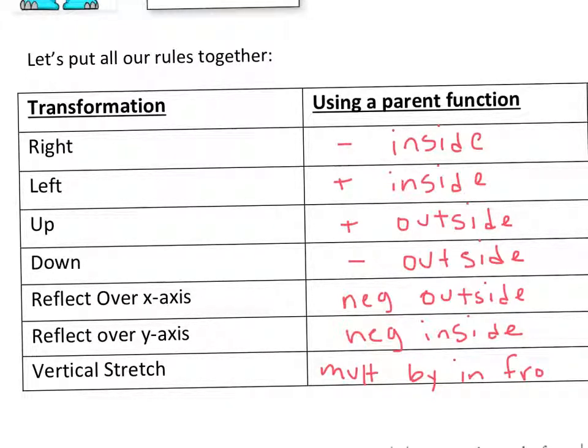And the way that's going to work is the stretch is always over 1 up however much the stretch is. That's why it's considered our vertical stretch. So over 1 up whatever that stretch value is.